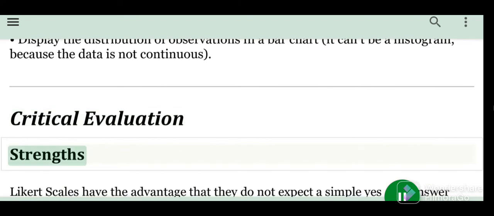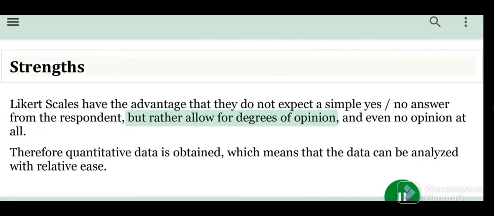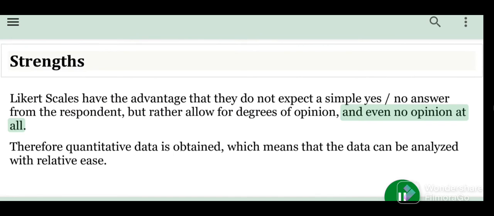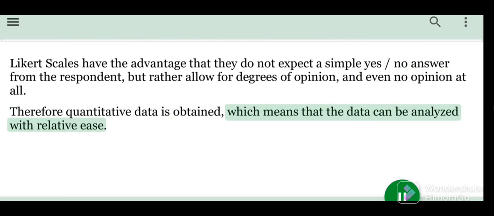Critical evaluation. Strengths. Likert scales have the advantage that they do not expect a simple yes/no answer from the respondent, but rather allow for degrees of opinion, and even no opinion at all. Therefore, quantitative data is obtained, which means that the data can be analyzed with relative ease.